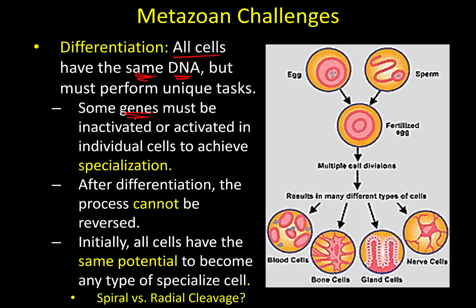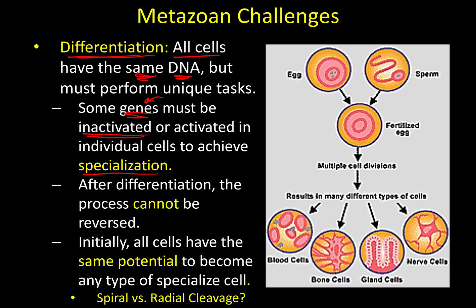Each cell is told to only read certain chapters in that instruction manual, which means the cell is only told to activate certain genes. The rest of the genes in that cell's DNA are inactivated. So the cell is only following the directions of a few genes, and thus it's only doing a few tasks. This is what leads to specialization. Some genes are inactivated in cells while others are activated to get that cell to do a unique job. This is what's called differentiation. Okay? Differentiation is the process of specialization occurring.